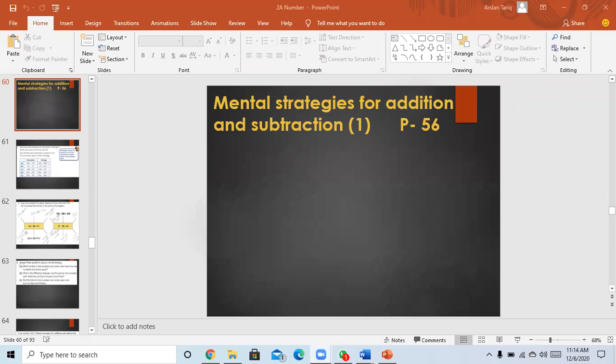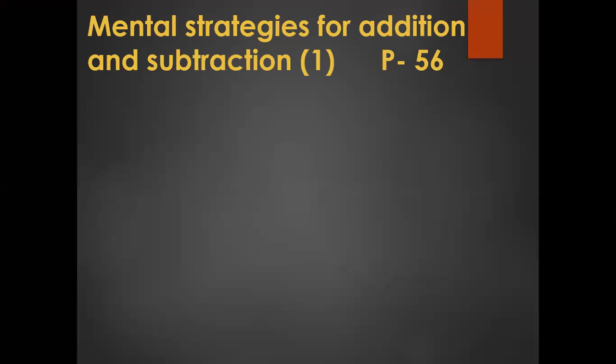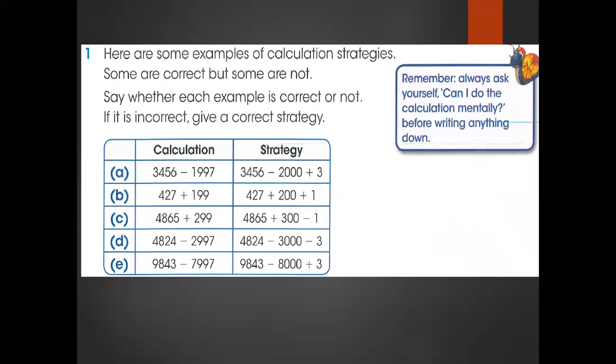So today we will discuss our topic, which is mental strategies for addition and subtraction, page number 56. Here we have the first example. Let's start. First of all, here are some examples of calculation strategies. Some are correct, but some are not. So we need to find which one is correct and which one is not. The first part, where he writes the calculation, is the question. With the help of the questions, you tell me whether the strategy is correct or not.